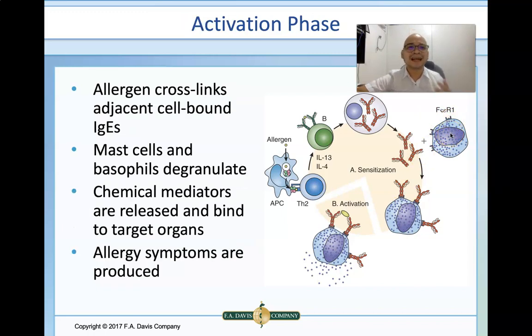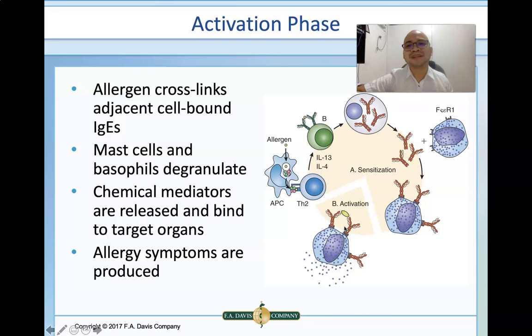The activation phase is usually the second exposure with the same allergen. If the first allergen was engulfed by the antigen-presenting cell, then the second allergen will actually bind with the FAB portion of the IgE. Since there are two adjacent IgE, the allergen will cause cross-linking between the two adjacent IgE.